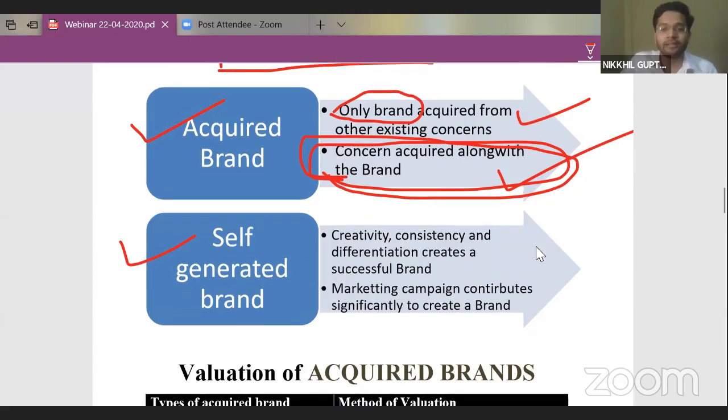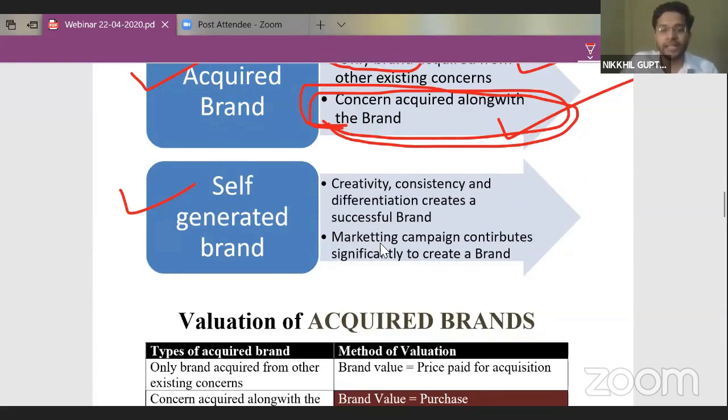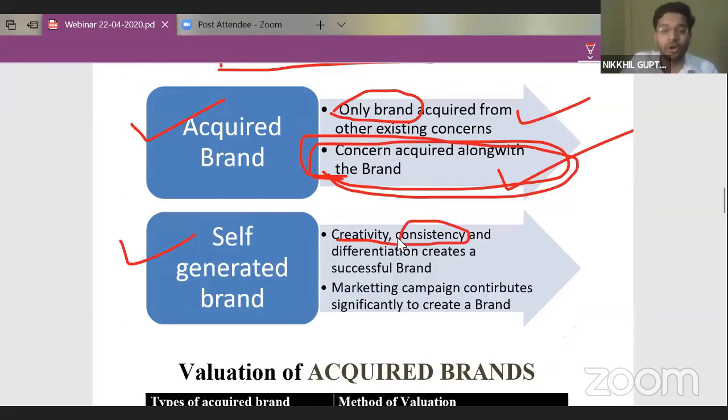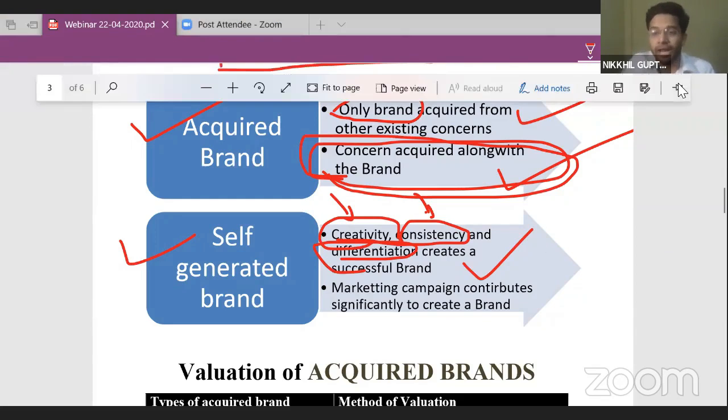So how do you create a self-generated brand? Creativity, consistency. So you have to be creative, you have to be innovative, you have to be consistent, and differentiation. You have to offer something different from what market is offering. So if you have these three elements within you, creativity, consistency, and differentiation, then you have the capability of developing a successful brand. You can generate a successful brand.